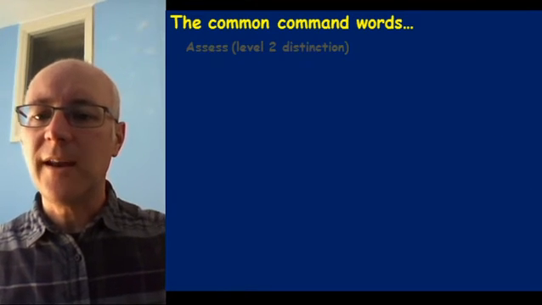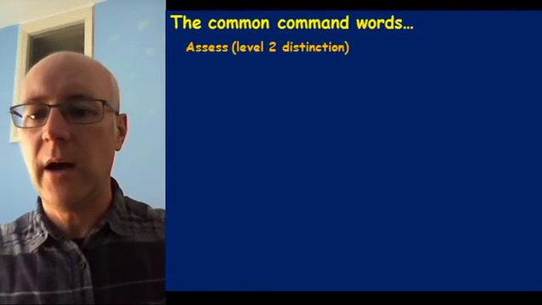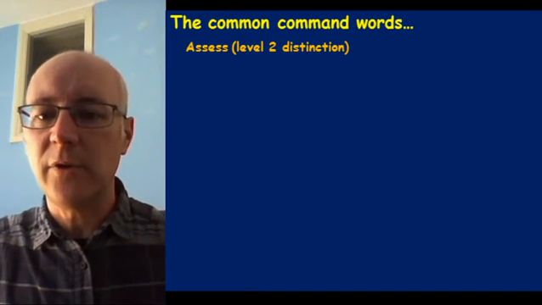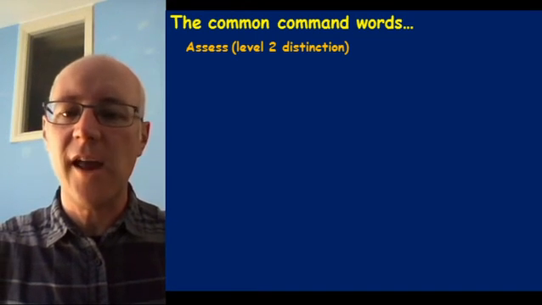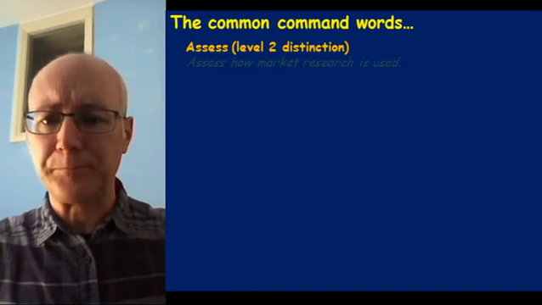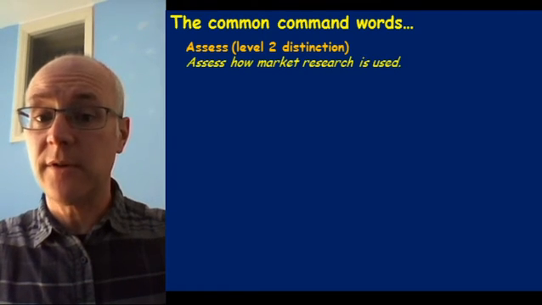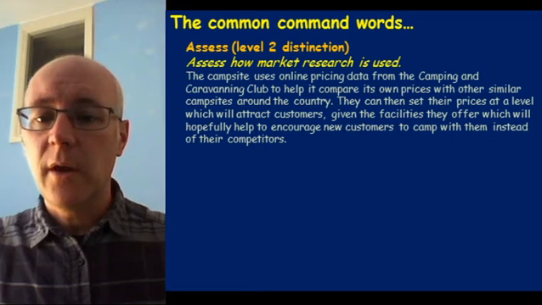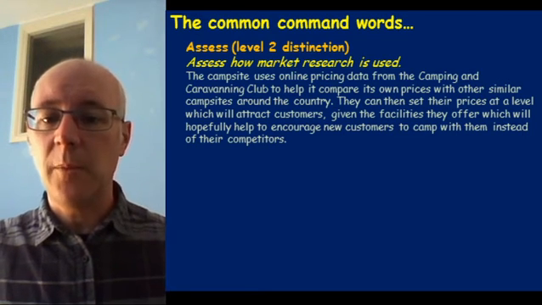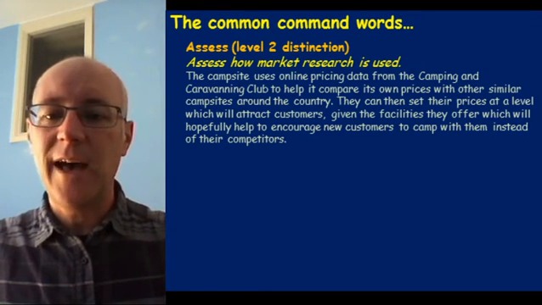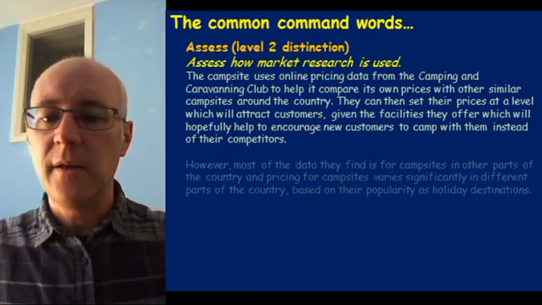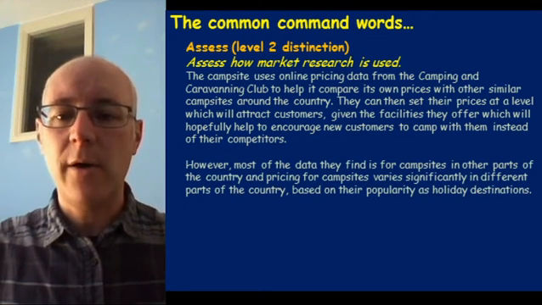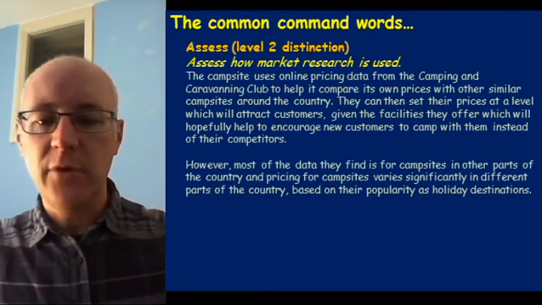Okay, so then finally let's look at an assess type answer. Okay, so this takes us up to a level 2 distinction. So this is the highest level that you need to get to. So assess how market research is used. Again, same question. Okay, so the campsite uses online pricing, blah, blah, blah. Exactly the same as I had before for explain. Exactly the same, however, as I had for the discuss.